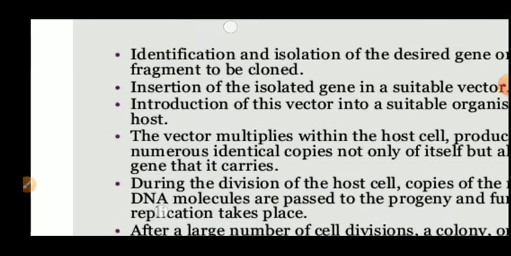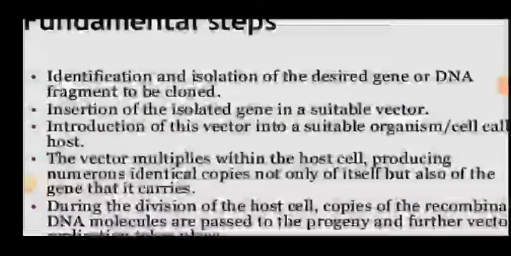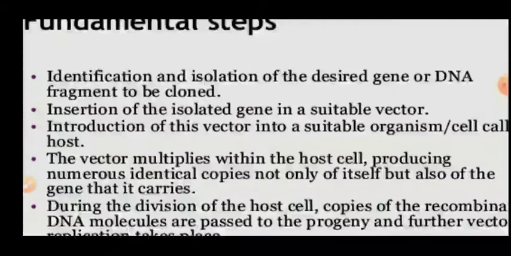Now, what are the fundamental steps of gene cloning? First, identification and isolation of the desired gene. For example, if we want to produce insulin on a large scale in a cloning organism like E. coli, then what is the desired gene? The desired gene is the insulin producing gene. So, identification and isolation of the desired gene or desired DNA to be cloned.